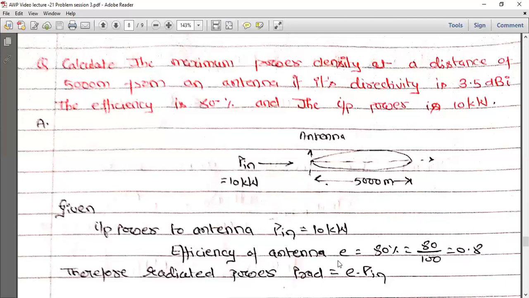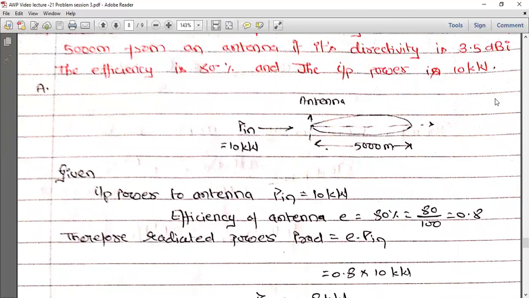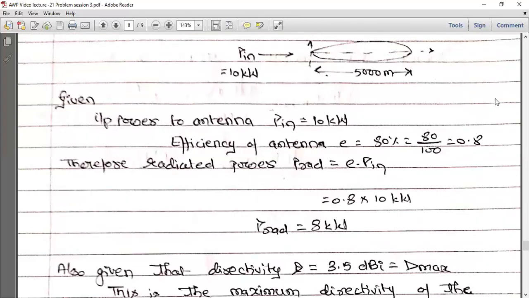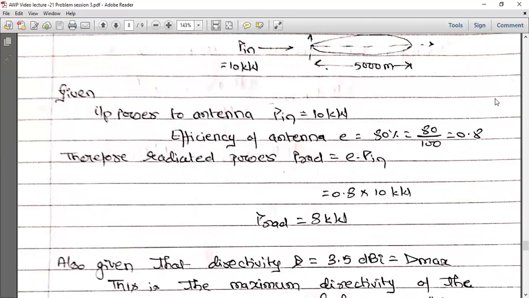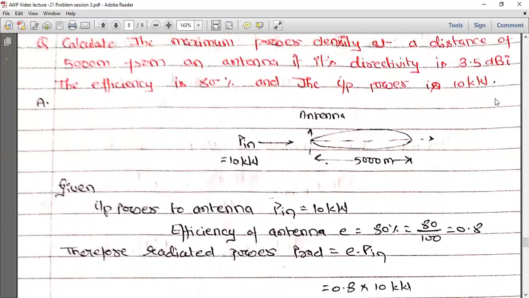If this ratio of radiation intensity of the test antenna to that of the isotropic antenna is expressed in dB, that is 10 log base 10 of this ratio, the resultant directivity has a unit of dBi. dBi means decibel relative to an isotropic antenna. This is a general unit for representing directivity. dBi is decibel relative to isotropic antenna. So this is directivity.